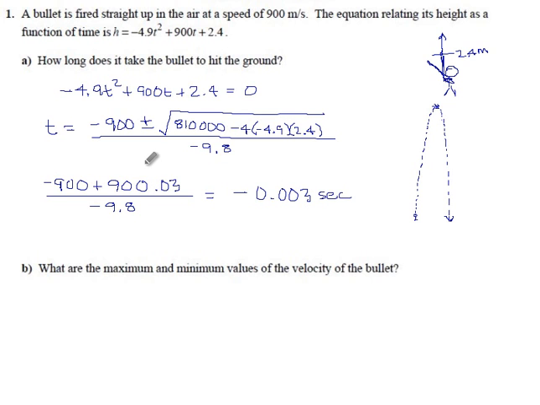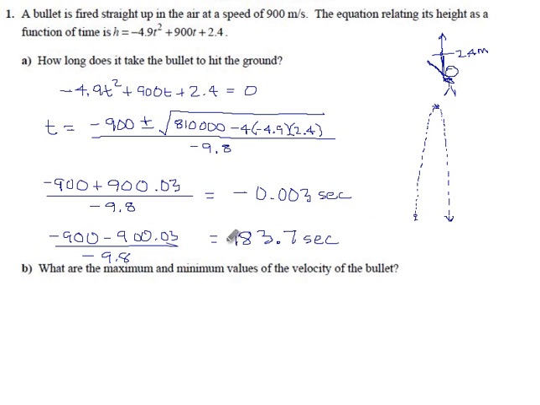0.003 seconds. And if I do this again with a minus, I get minus 900 minus 900.03 all over minus 9.8. And that comes out to 1800.03 divided by 9.8, 183.7 seconds. So what does this mean?